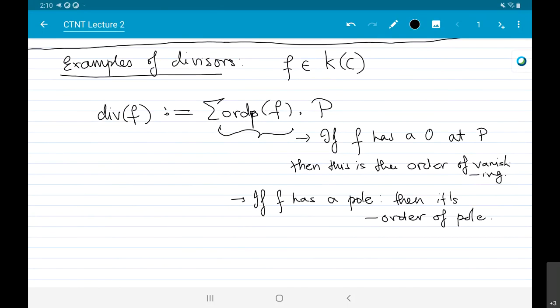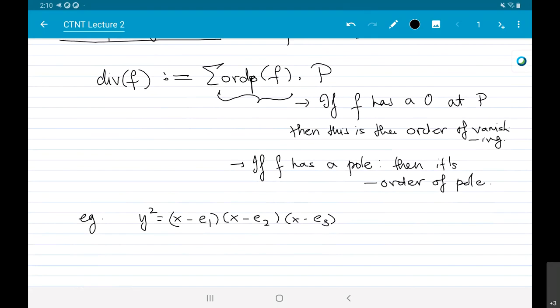So I think I have time to do a quick example. Let's look at an elliptic curve, which I'm going to write this way. And I'm going to consider the rational function x, right? So x you can think of as a function on this because it's an element of the fraction field of k[x,y] adjoin y squared minus f(x), where f(x) is this whole function. Let's call it g(x).